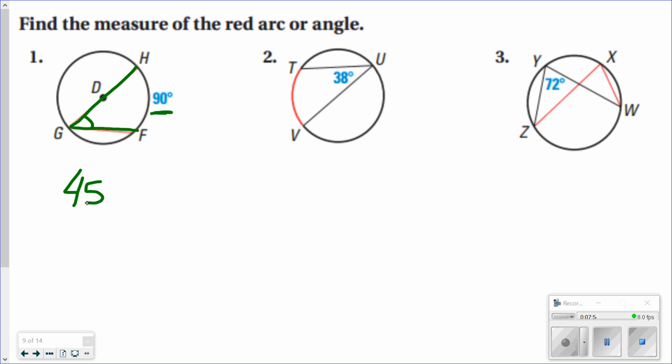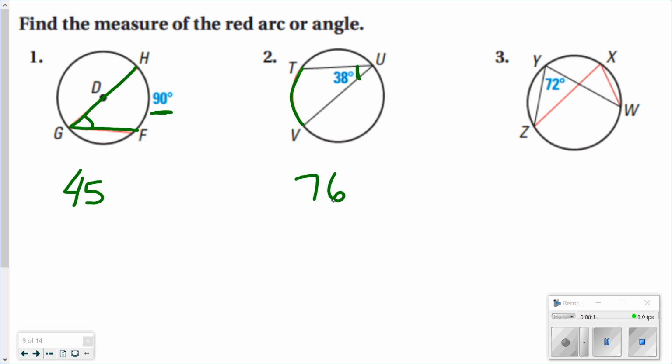Number two, we want to figure out what is the measure of this arc. Well, if you look closely, we see that this angle is 38. So to find the arc measure, we would double 38. So we end up getting that it is 76 degrees.